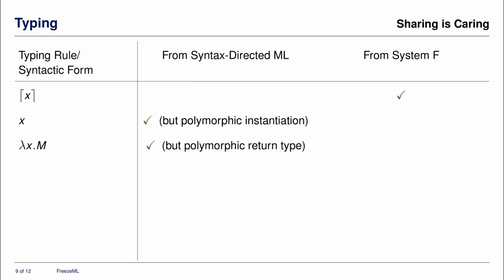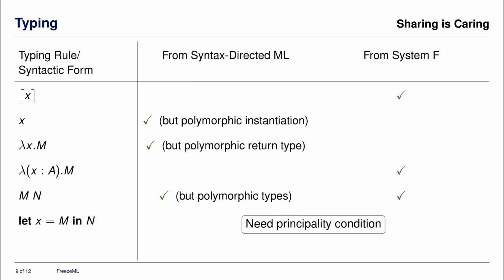You only have to change it so that the return type is allowed to be polymorphic. As I said earlier, the parameter type must be monomorphic if there is no annotation, so that part stays the same. For annotated lambdas, you can take the SystemF rule in verbatim. The same is true for the application rule. We can just use the one from SystemF, or alternatively you can take the ML rule and allow polymorphic types everywhere. The only special rules are the ones for let bindings.